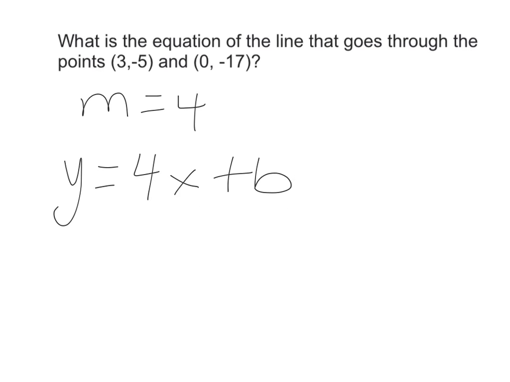So I need to look back at my initial points and see, am I given a y-intercept? I have the points (3, -5) and (0, -17). Can I find my y-intercept from these two coordinate points? I can. I have (0, -17), which means that this x value is 0, which means my y value is going to give me my y-intercept. Well, what is my y value? That's -17. So my b value becomes -17.